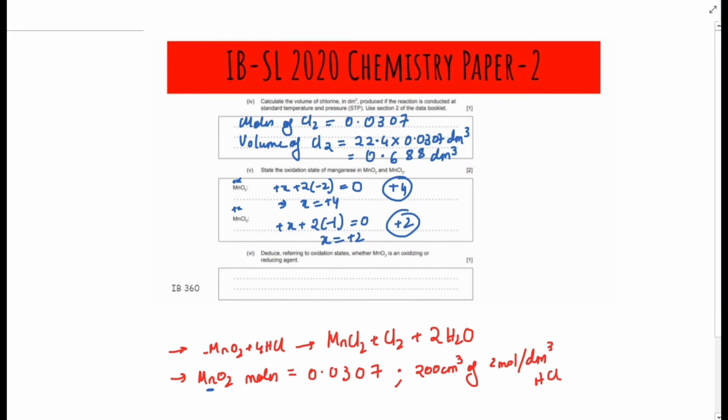Okay, referring to oxidation state, state whether MnO2 is an oxidizing or a reducing agent. The manganese in MnO2 is getting reduced. It is going from +4 to +2. Something which gets reduced is known as the oxidizing agent. So MnO2 here is an oxidizing agent. Anything which itself gets reduced will oxidize the others. That's why it's known as the oxidizing agent.